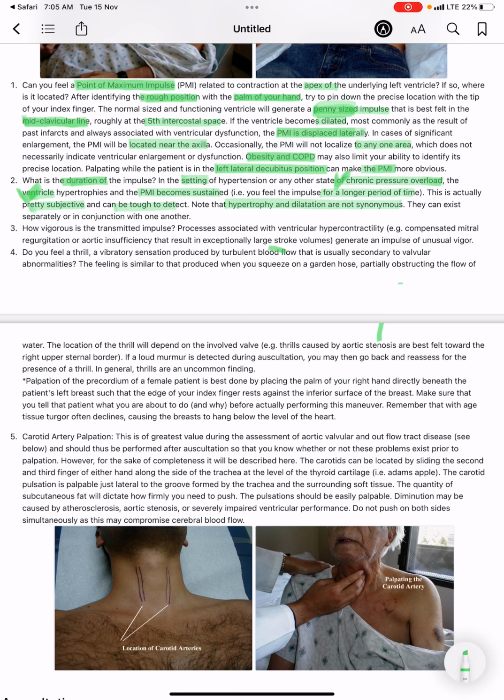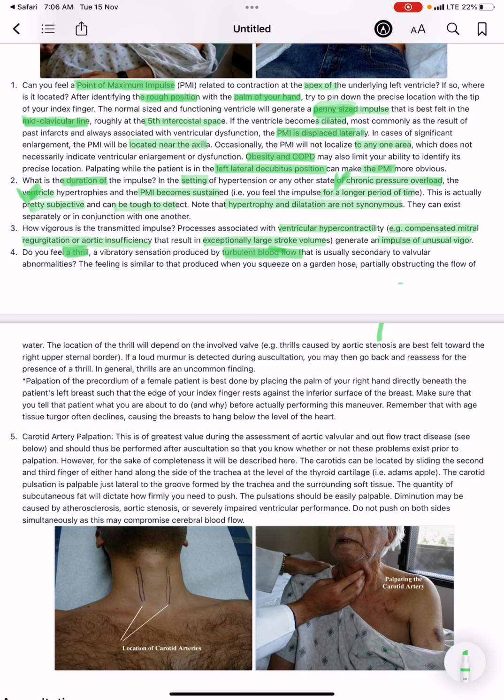So how vigorous is the transmitted impulse? Processes associated with ventricular hypercontractility, that is, compensated mitral regurgitation or aortic insufficiency, that result in exceptionally large stroke volumes, generate an impulse of unusual vigor. And you feel a thrill. So what is this thrill? It's a vibratory sensation produced by turbulent blood flow that is usually secondary to valvular abnormalities.